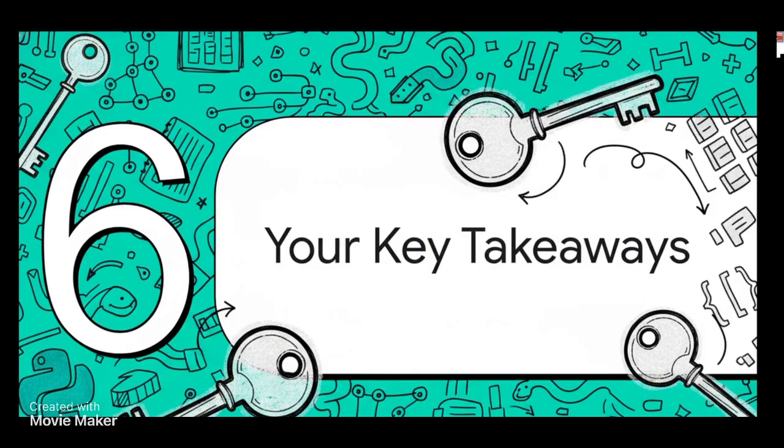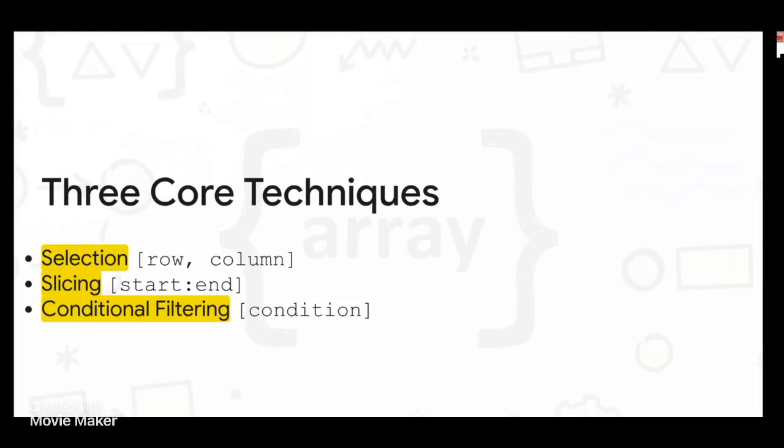Okay, let's bring it all home. We covered a lot, but it really boils down to 3 fundamental ideas that you can use right away. We learned 3 core techniques. First, selection, for pinpointing any single value you need. Second, slicing, for grabbing entire chunks of your data at once. And third, conditional filtering, which is the real game changer, letting you ask those deep, insightful questions. You master these 3, and you're well on your way.